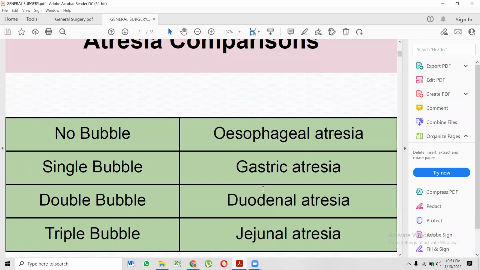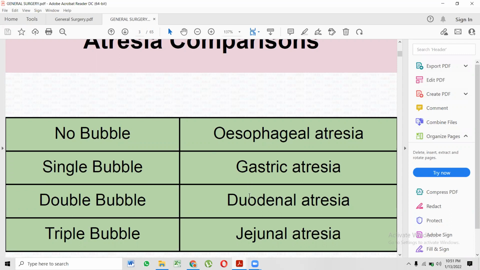And if there's a double bubble, then it is duodenal atresia. And if there's a triple bubble, then jejunal atresia. So no bubble, esophageal atresia. A single bubble, gastric atresia, means the outlet of stomach is blocked. That's why only single bubble.